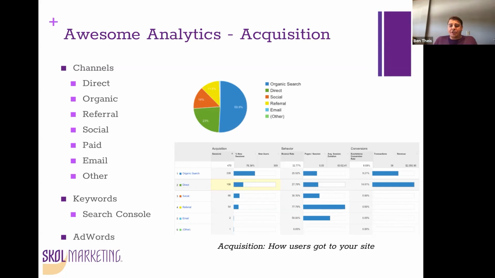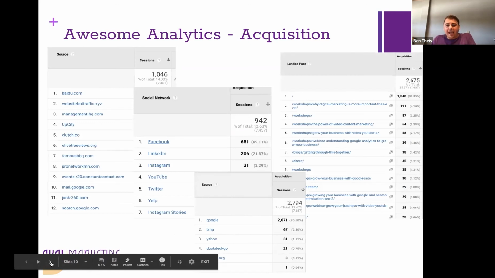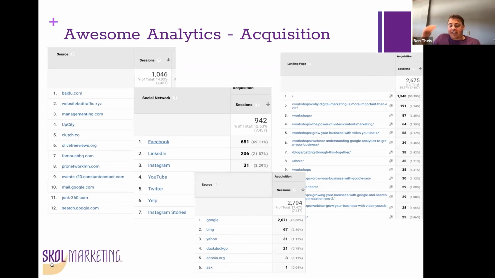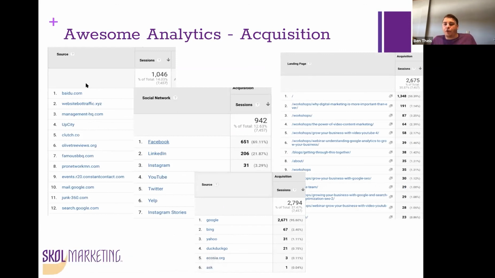So again, acquisition is how users got to your site. Before we move on, I wanted to give you some examples of what you can see when you click on those different types of reports. The left one, where it says source in the upper left-hand corner, is referral traffic. This shows you where all of this traffic came from different websites. When I was mentioning spam, you can see here number 2, website bottraffic.xyz. Spam sites are pretty obvious to spot. They usually end in .xyz, they have SEO, they have dashes, things like that.